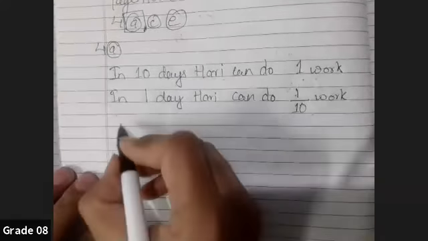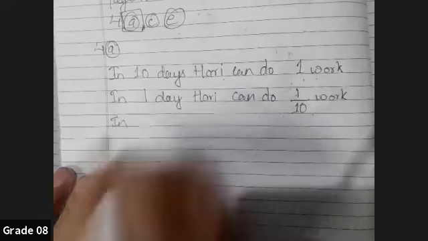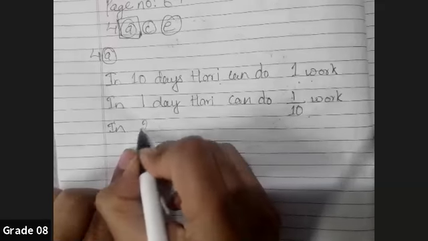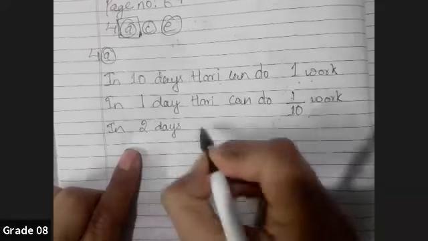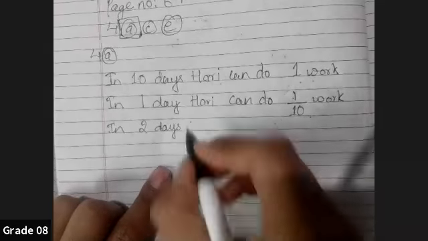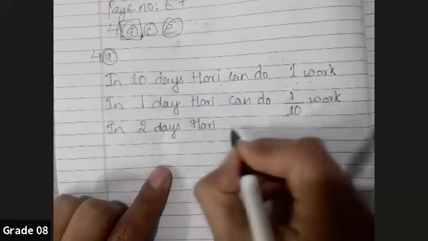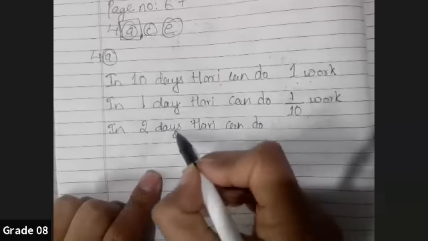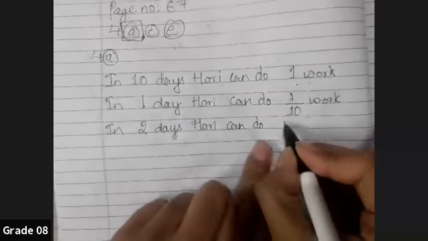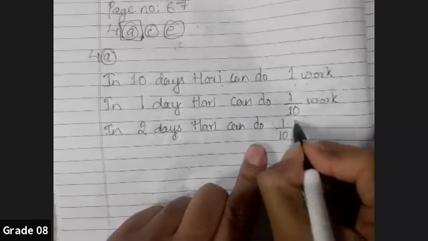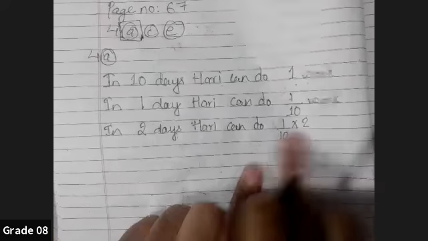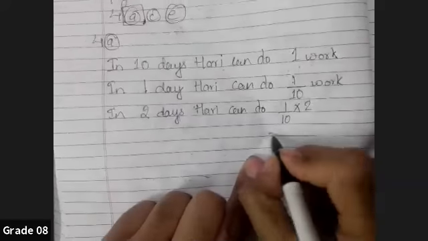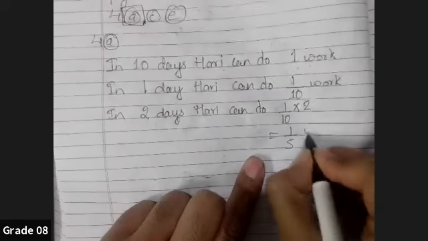But according to the question, Hari has worked for 2 days only. So we are going to find his 2 days' output. So in 2 days, Hari can do, what will happen? From 1 to 2 means the days are increasing now, so work will also increase in comparison with the previous. So we have to multiply by that same 2 here, and then you can reduce to lowest terms. You will find 1/5 work.